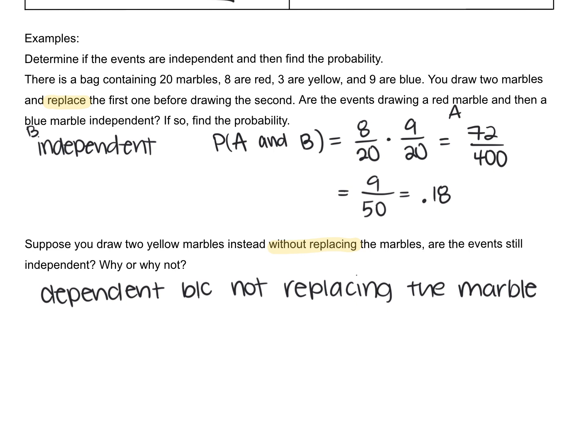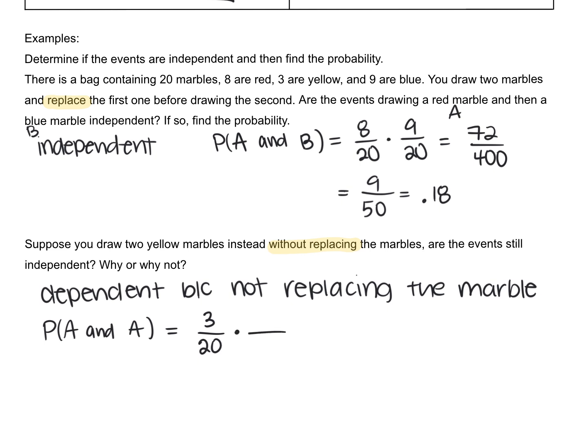So when it comes to finding the probability, because I'm drawing 2 of the same colors, I'm basically doing the probability of A and then A again. So when it comes to dependent probability, the first probability is always whatever the first event is. So the probability the first marble is yellow is however many yellow marbles there are over your total, which is in this case 3 out of 20.